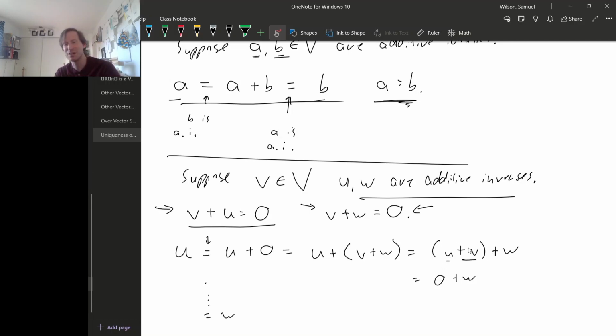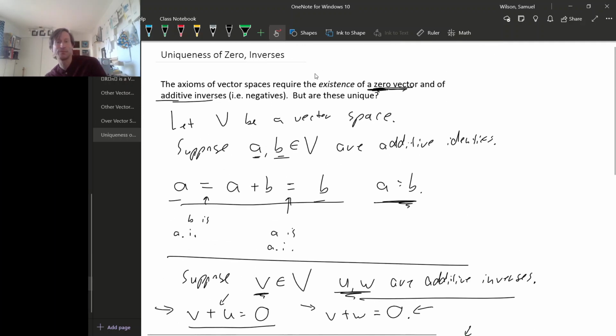Actually, we're using the commutativity of addition here, because here we have V plus U and here we have U plus V, but those have to be the same because vector addition is commutative. But 0 plus W, that's W. So now we have U equals W, so, given some vector V, we thought we had two additive inverses, but it turns out that they have to be equal. So this means that additive inverses are also unique, right? So the short answer is yes, these are unique.